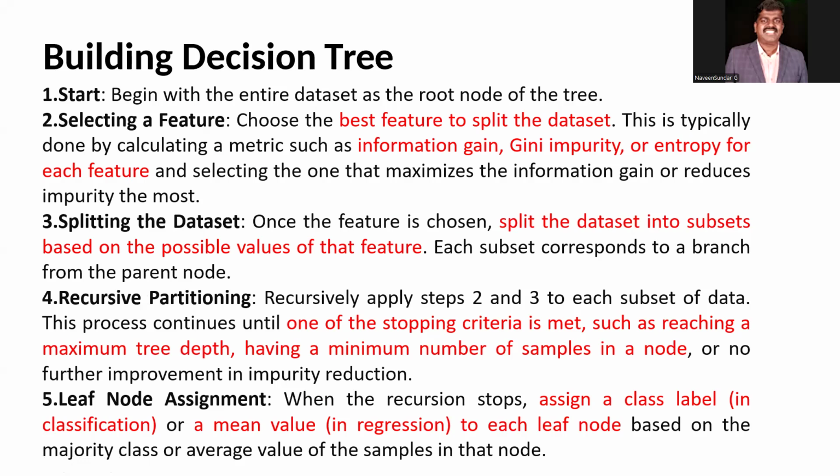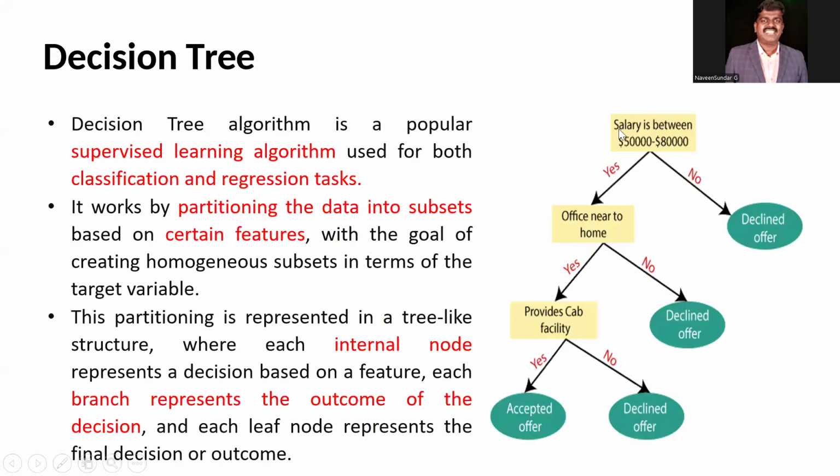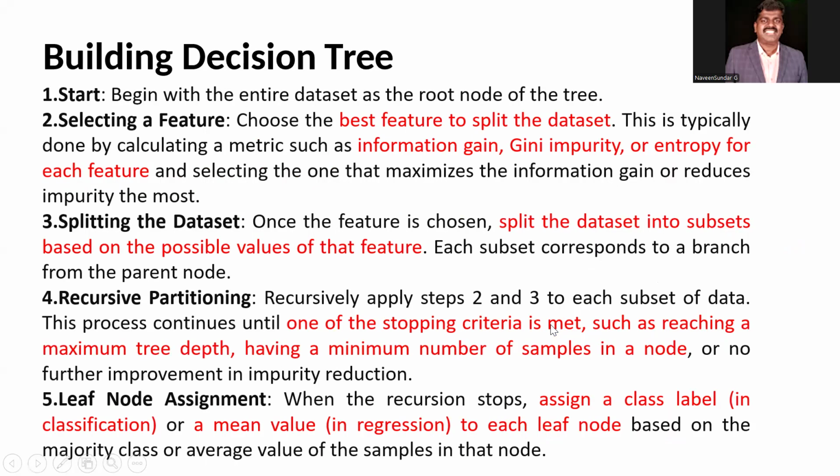In the previous example also you have seen this, right? First we talked about the salary, and then checked the next feature, that is whether the office is near to home. If that is satisfied, then again we check whether cab facilities can be provided. If it is yes, then we go for accepting the offer. Until that time, the result we are getting is not the final outcome. Once all these features are satisfied, then we get the final outcome. So that is how we split and finally reach the leaf node.